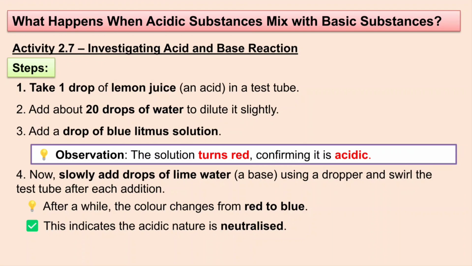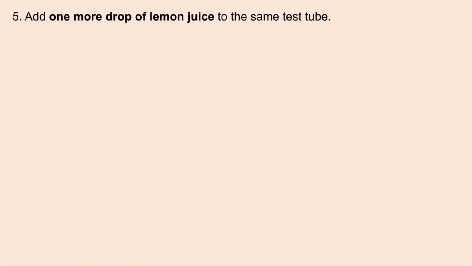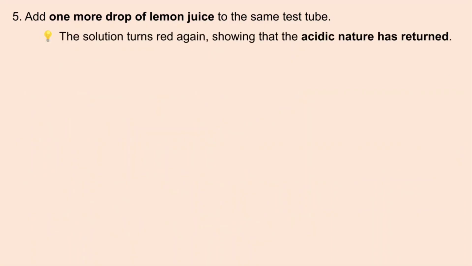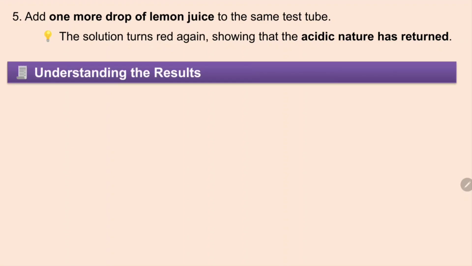That means when you mix an acidic substance and a basic substance, what will you get? You will get a neutralized solution. It will be neutral, okay. It will be neither acidic nor basic. I hope you have understood. So now add 1 more drop of lemon juice to the same test tube, okay. The solution turns red again when you add the lemon juice, which is an acid, isn't it, showing that the acidic nature has returned, okay.